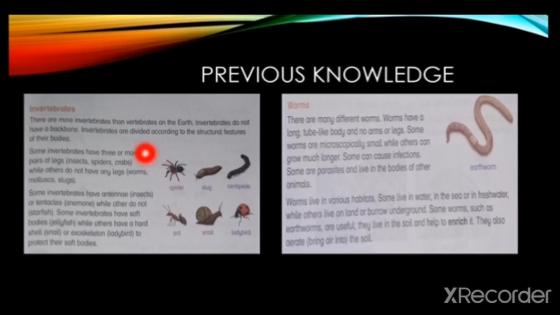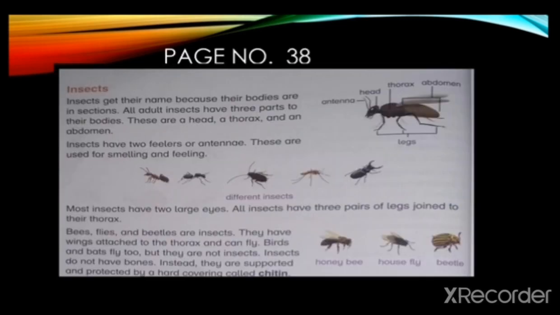Students, among invertebrates, we studied worms, and today we are going to talk about insects. Please open page number 38 of your science book. You can see the first heading, which is insects, meaning hasharat. Insects get their name because their bodies are in sections.